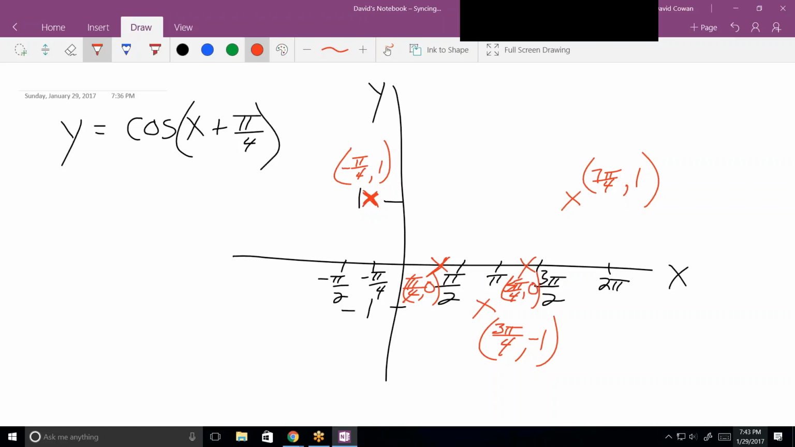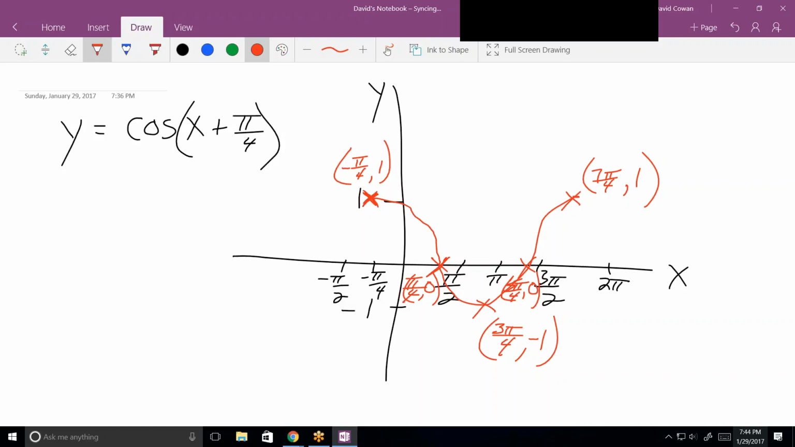Now that I've got my 5 points, it's real easy to draw a curve through those. I know it's got to go through that, it's got to go down to there, it's got to come back up through the 0, and it's got to go to there. In other words, it's still going to look like a cosine curve. It's just going to have been shifted. Now, this may not seem like an easier method to you, but trust me, it is.